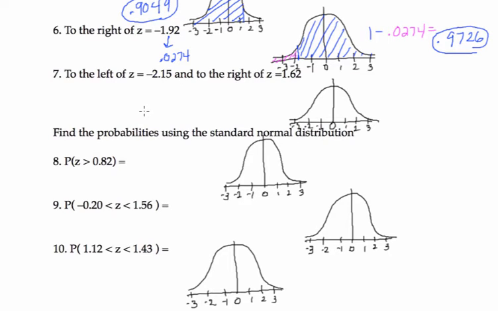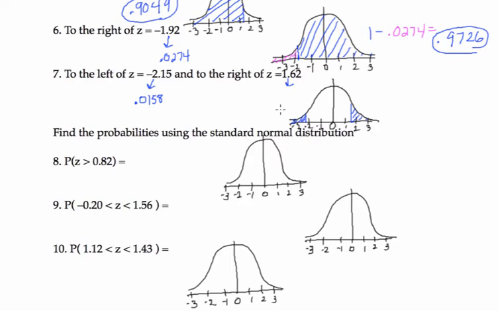Number 7, to the left of z equals negative 2.15, so that's right here, and to the right of 1.62. We're looking at the two tails. We're going to have to do two different calculations. The first one, to the left of z equals negative 2.15, I just read the number right from the table, because that is the probability that you're to the left of that z-score.